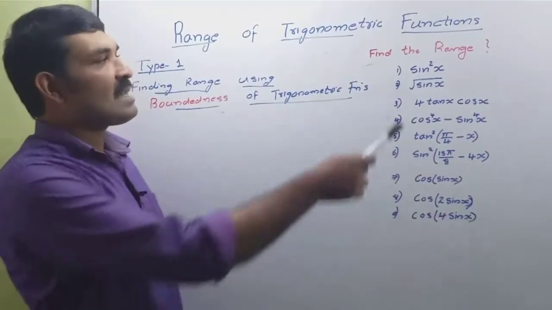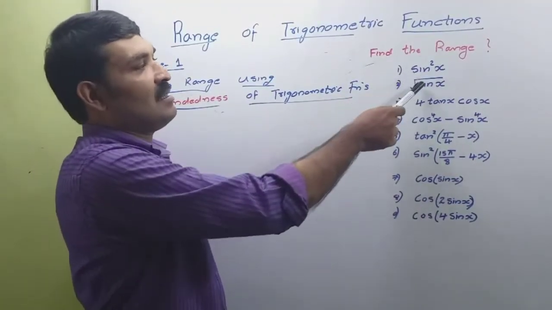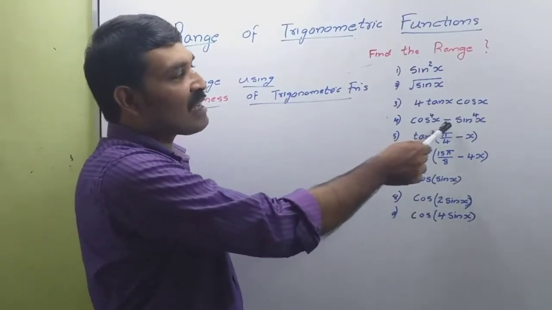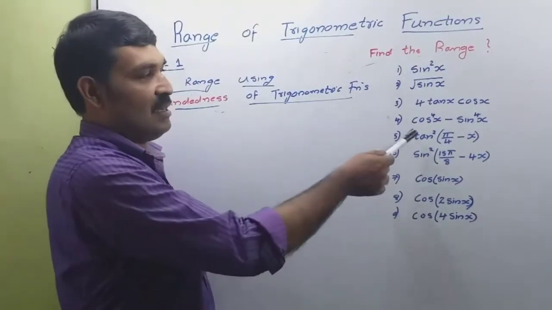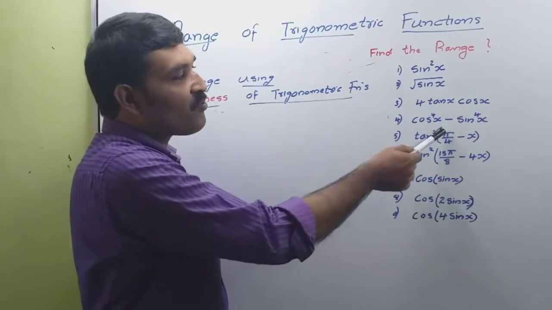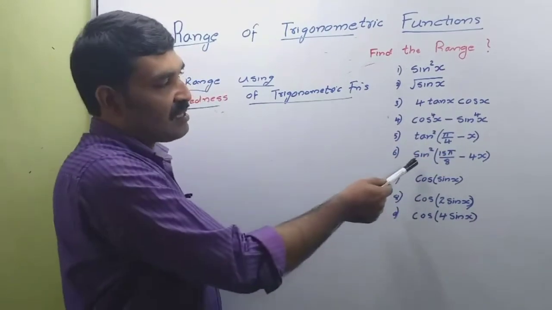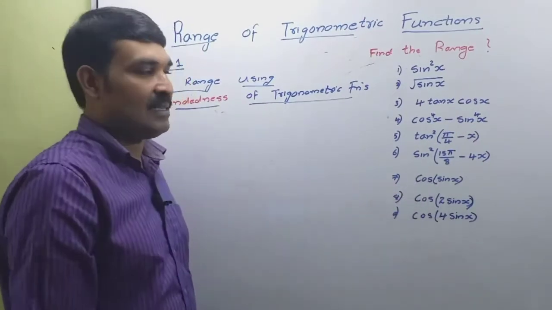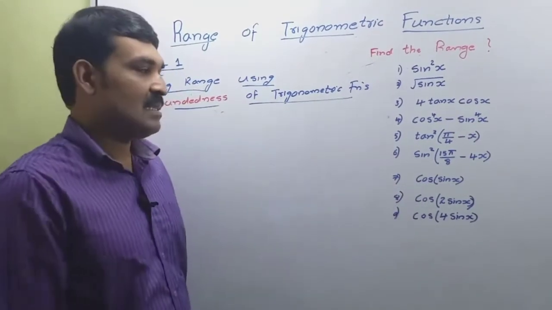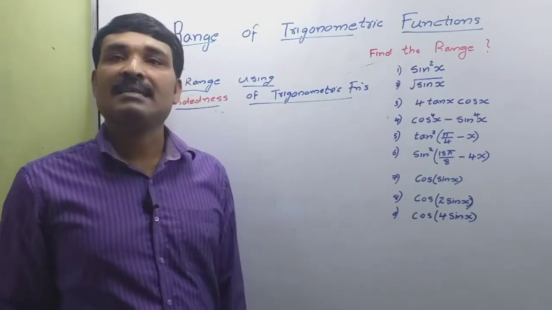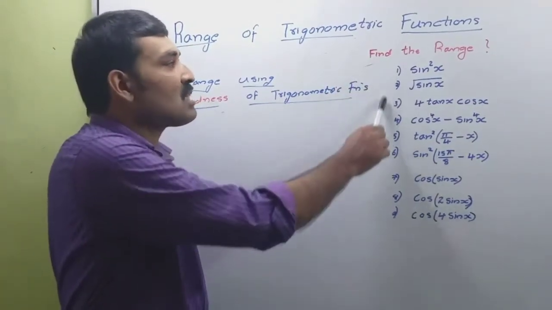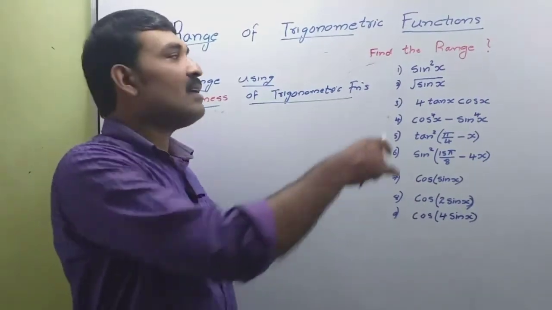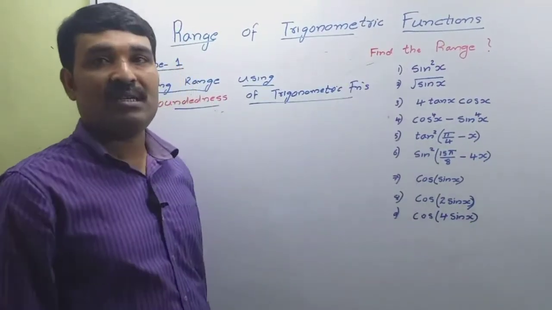Consider the examples: sin square x, root sin x, 4 tan x cos x, cos raised to 4x minus sin raised to 4x, tan square of (pi by 4 minus x), sin square of (pi by 8 minus 4x), cos of sin 2x, cos of 2 sin x, cos of 4 sin x, etc. These all questions come under type 1. We want to find the range of all these trigonometric functions.